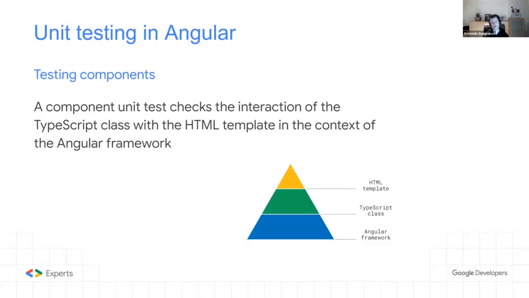So many things have been said and many things have been written on how to test your Angular components, but the proper way, and the Angular way actually, which is also described in the Angular official documentation, is to write our unit tests of our components so that they validate the interaction of our TypeScript class and the HTML template, always in the context of the Angular framework. And how can we do this the proper way?